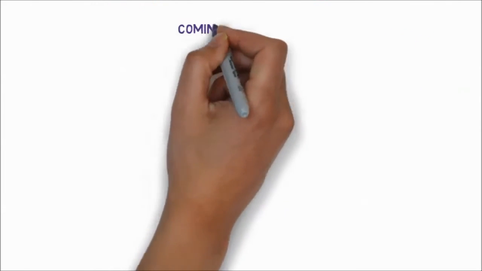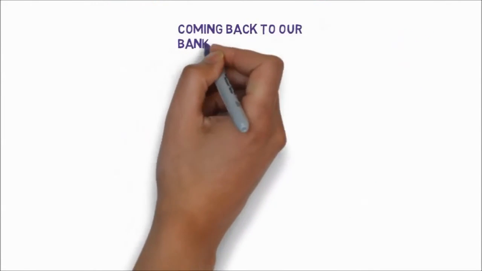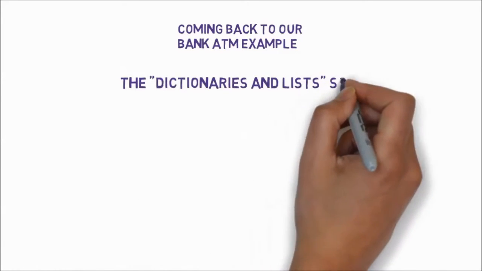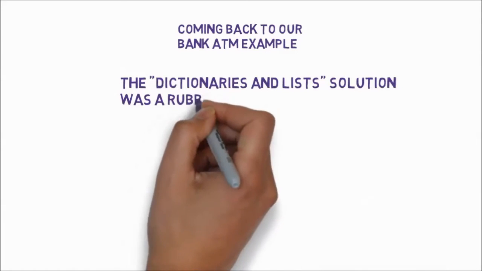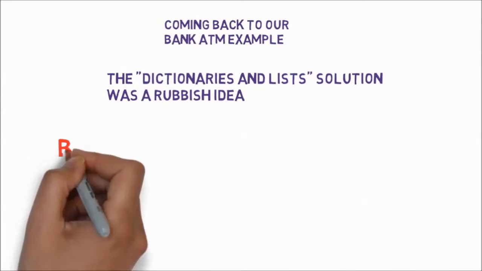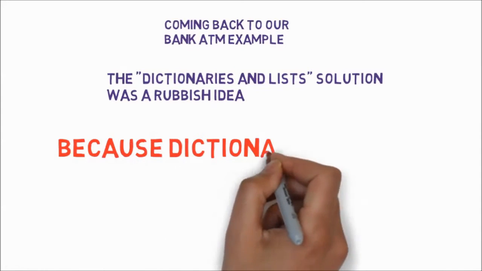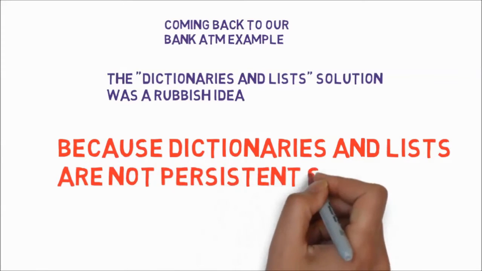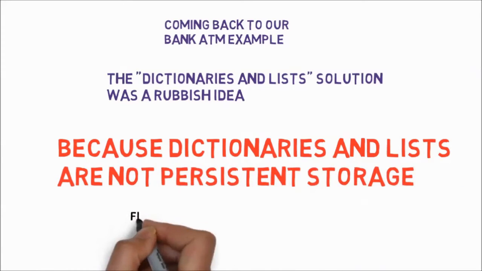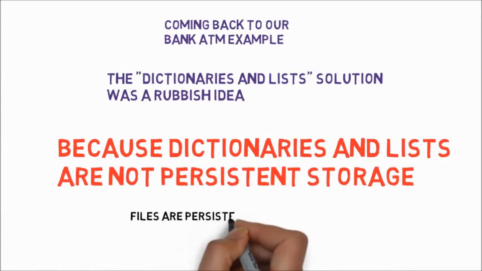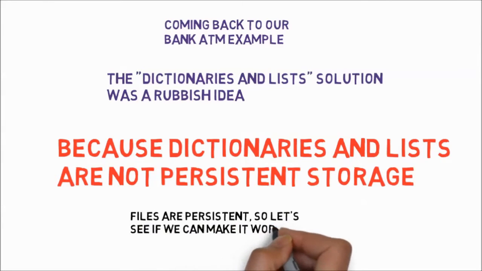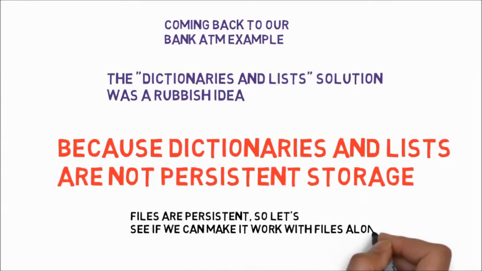In the bank ATM example, clearly the storage of data like the account balance in each of the users' accounts, as well as the total amount of money that the bank has to distribute, is really important even beyond the exit of the program. So the dictionaries and list solution was a rubbish idea because the storage was not persistent. You need persistent storage for the bank ATM example, and therefore files are a workable idea. So let's see what the pros and cons are of using files for implementing a bank ATM in code.